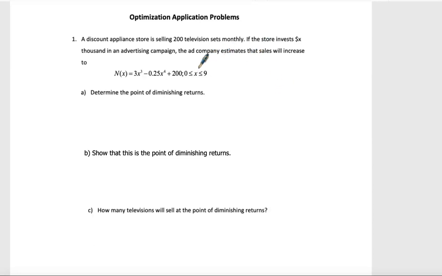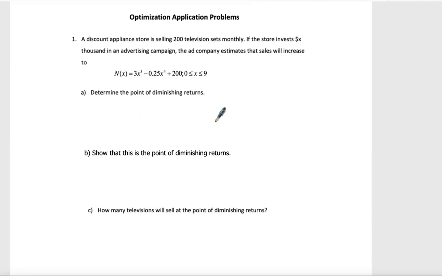Now remember, x represents the amount invested in the advertising campaign, and n of x represents the number of television sets.